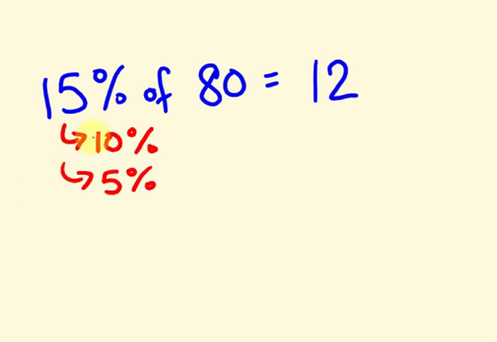So 10% of 80 is 8. 5% of that is half of this, so it's 4. And then we just add these together, because 10 plus 5 is 15. We're just adding these guys together. 8 plus 4 is 12. Okay, I'll go through another example.